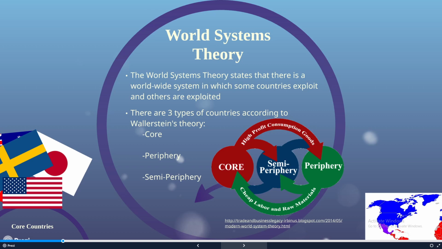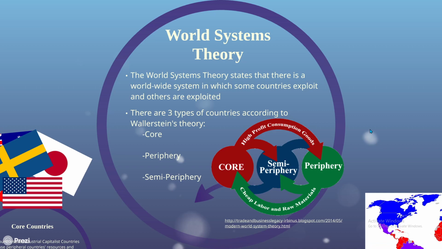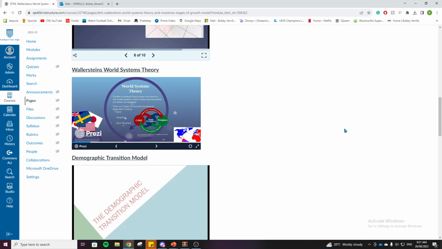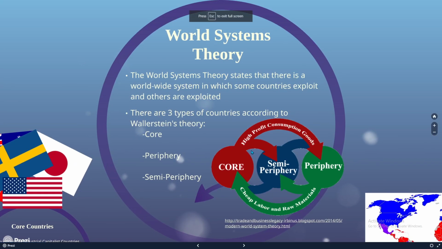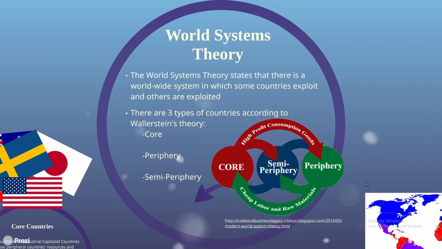There are 3 types of countries. We have our core countries, as we can see in the red. We have our periphery in the green and semi-periphery in the blue. With our core countries, they tend to be our nations that are most developed. They have the most developed economies, lots of wealth, and the individuals within the country are quite wealthy. Then we have our periphery. They tend to be our poorest nations.